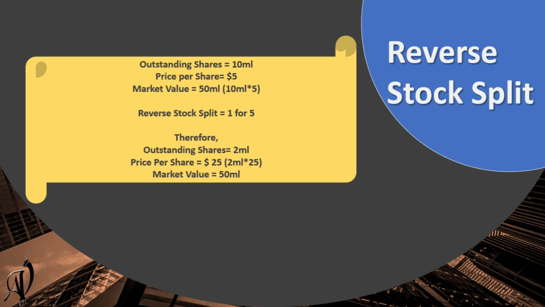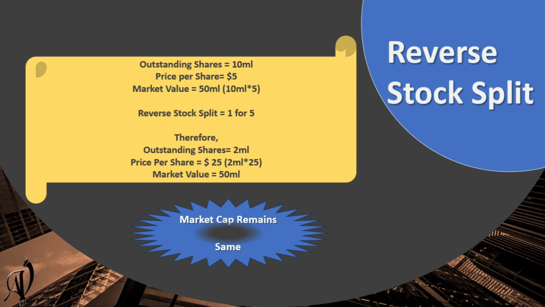There's the ABC company, which has 10 million outstanding shares at $5 per share. As the price per share is low, the company management decided to artificially inflate the price per share and go for a 1-for-5 reverse stock split. Once the corporate action exercise is over, the company will have 2 million new shares with each share now costing $25 each. Hence, the market cap remains the same, as in the case of a stock split.